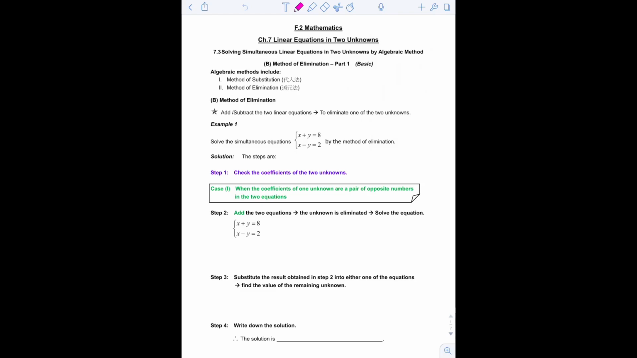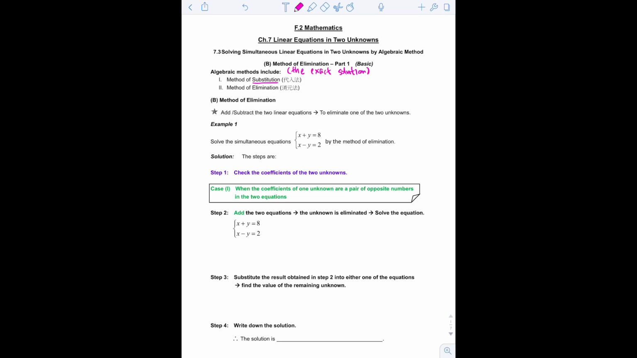Form 2 Mathematics, Chapter 7, 7.3b, Part 1, Basic. In the last sections, we have learned how to use some algebraic method to solve the simultaneous linear equations in two unknowns. We learned how to use the method of substitutions to solve the equations to find the exact solutions of the simultaneous linear equations.